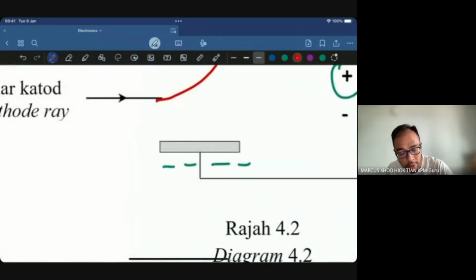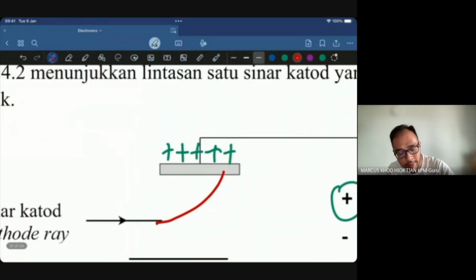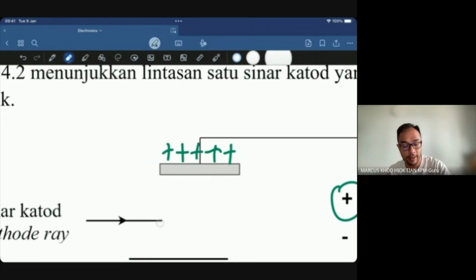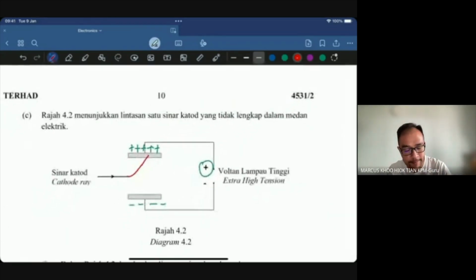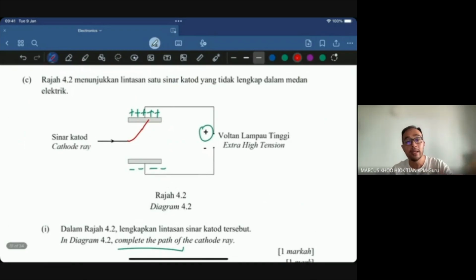And I want you to notice this. When I was looking at the marking scheme, I noticed that they are so fussy about this. It must touch the positive plate. You cannot draw like, yang penting dia ke atas lah, macam ni. Ini salah. It is stated in the marking scheme, it must touch the positive plate. Whether it is a big angle or small angle, at this point we don't really care. The most important thing is it deflects towards the positive plate.